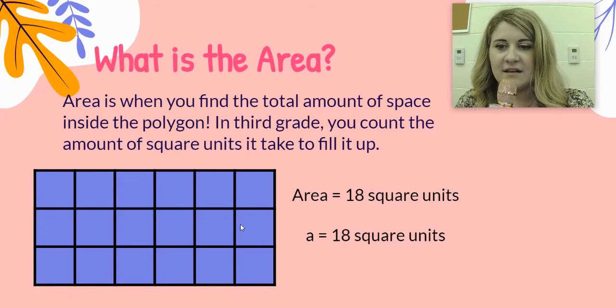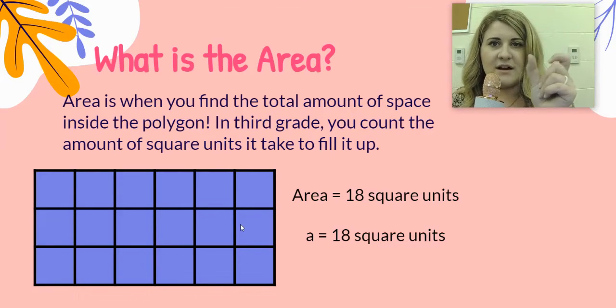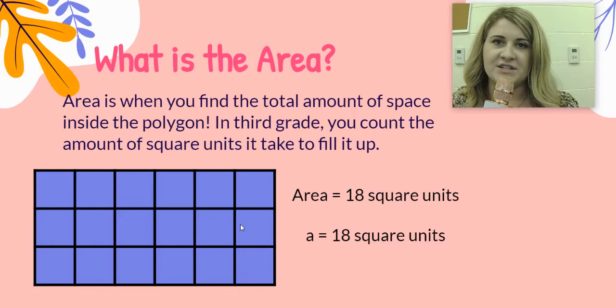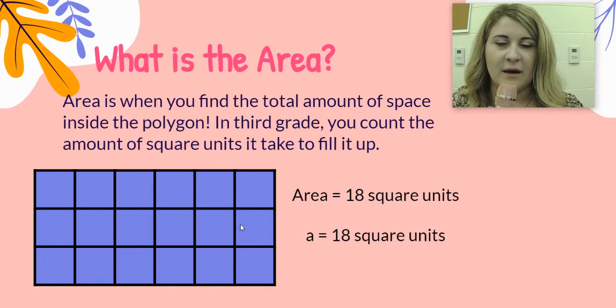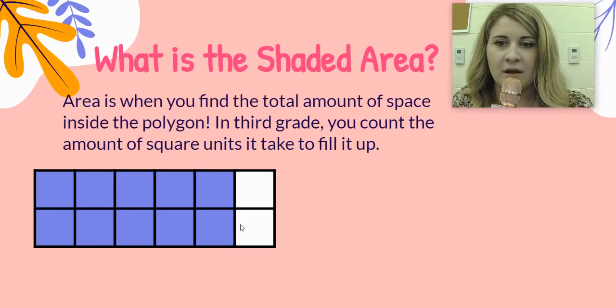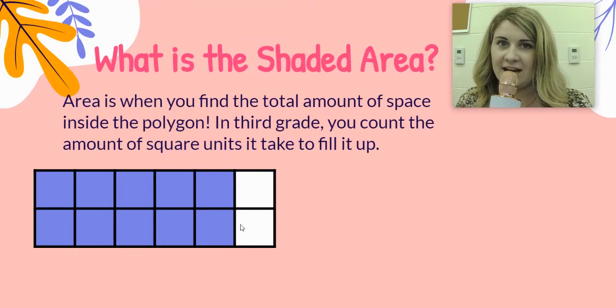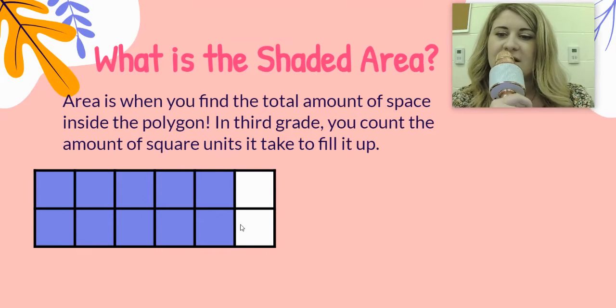In fact, when you get on IXL later today, you're going to see all the squares are going to be connected, but they're going to be in different various shapes. That's okay. You're still just counting how many squares it takes to make the area. All right, let's look at this one, the shaded area. Ooh, this one is a little bit tricky.